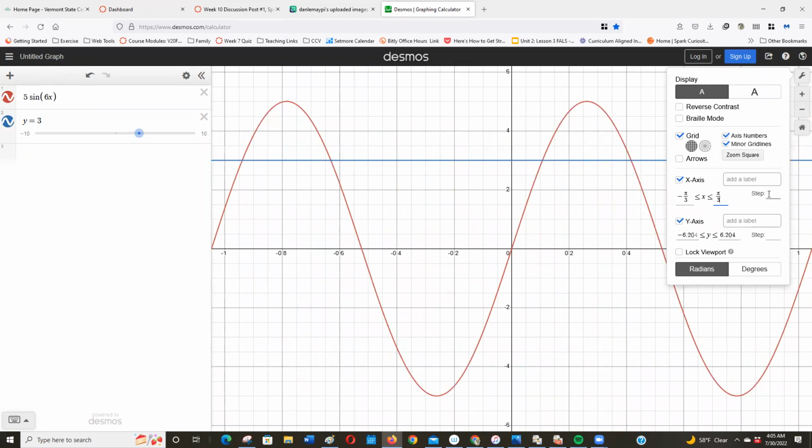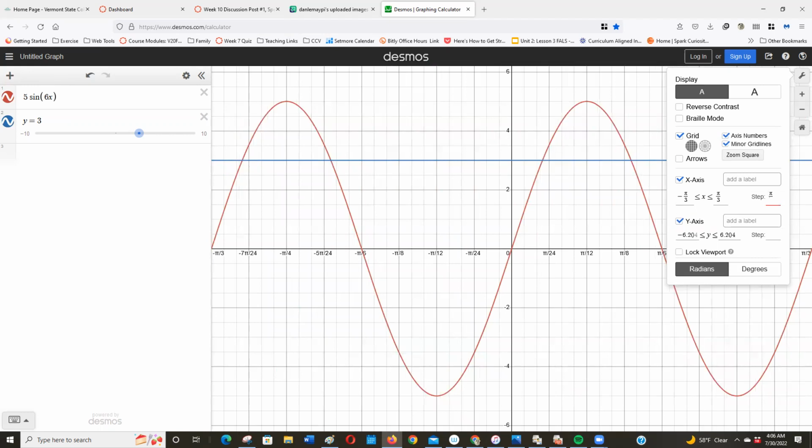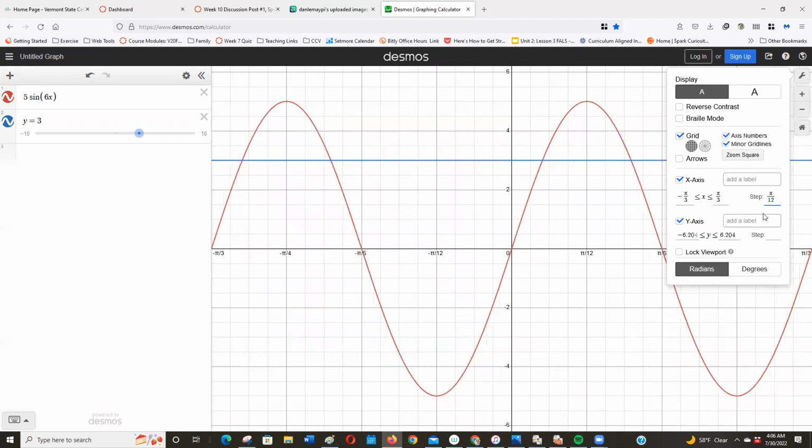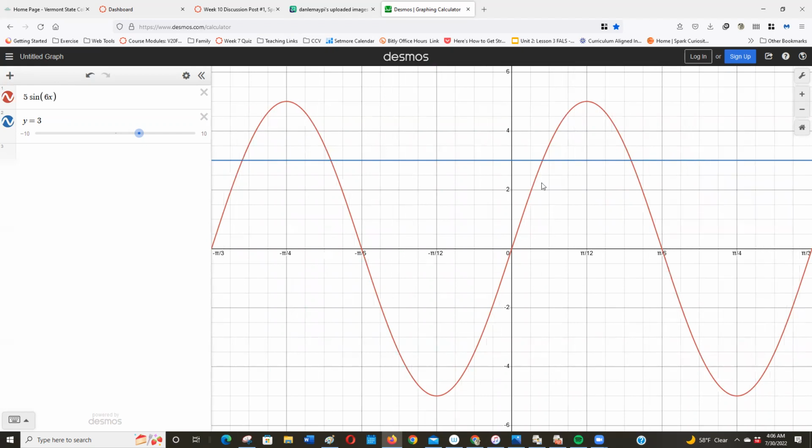Oh, and let's do the step. What's a fourth of pi over 3? Pi over 12? Divided by 12. That way we'll be able to see it a little better. And that's a good amount. So you see how this is the solution, that's the solution you got.